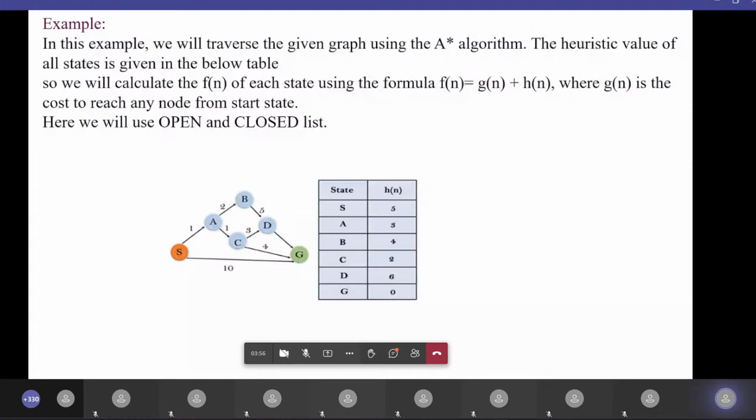We have to now find the total value, g of n plus h of n. Is my screen visible? Reaching C from the starting node, we add the heuristic value. So what is the heuristic value of C in this node?